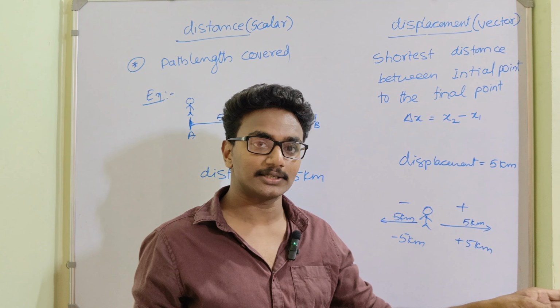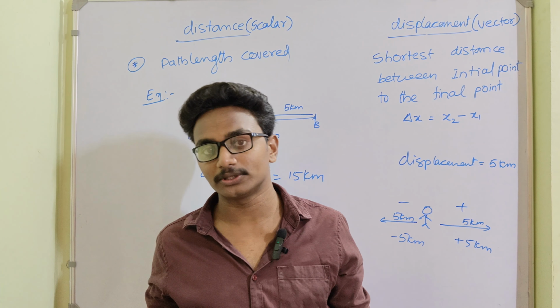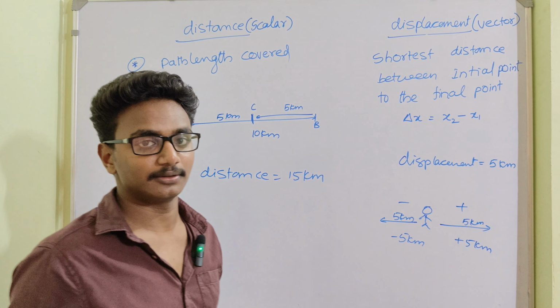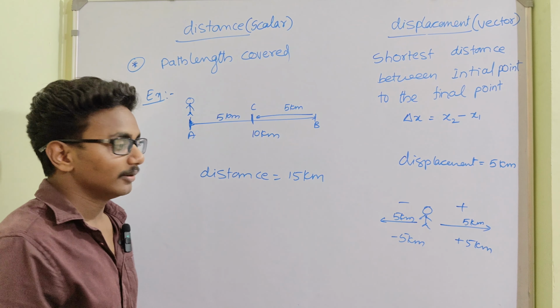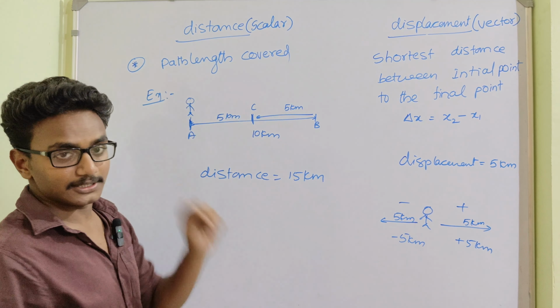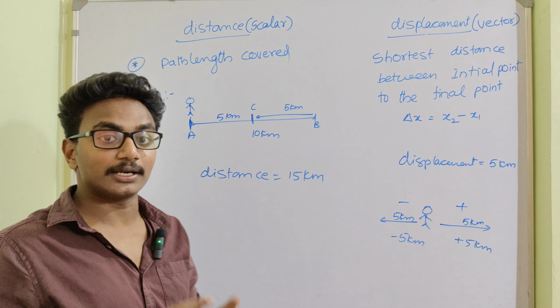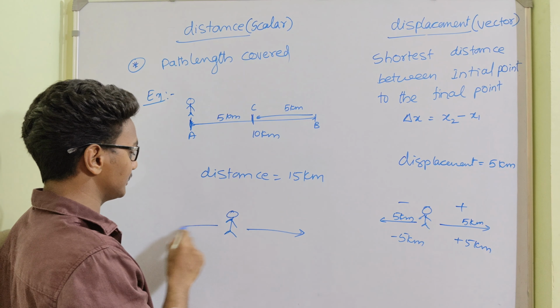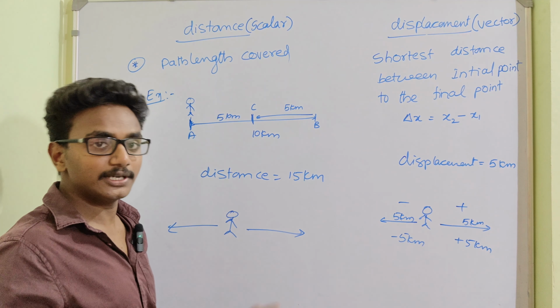If you are moving in this direction, that becomes positive. If you are moving in the opposite direction, that becomes negative. This negative symbol represents the opposite direction. But this doesn't work for distance, because distance is a scalar quantity that doesn't depend on direction. Whether you move in this direction or in this direction, distance is always positive.